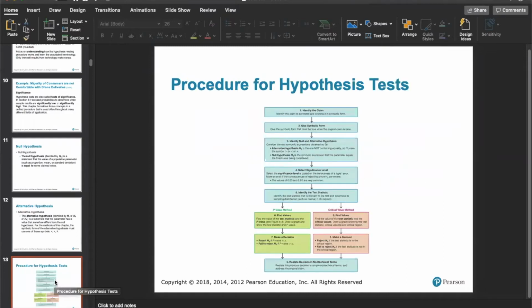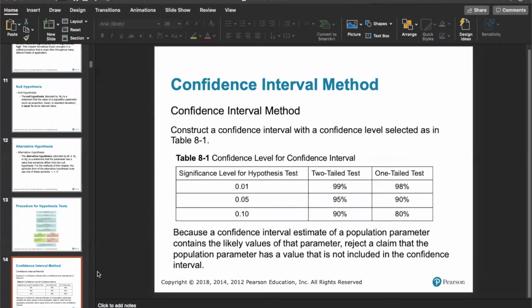There's also this really nice table or flowchart, I guess, for how to identify your claim and set it up in symbolic form, and then how to find your p-values or your critical values. So definitely check this out. This is already in the slides that are posted. So moving on, we're also going to be using confidence intervals still. You can't get away from them. I know they were kind of a struggle for chapter 7, but they're still here, and we're going to be building off of them.